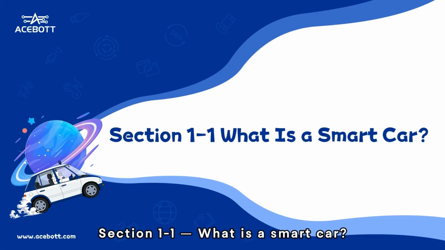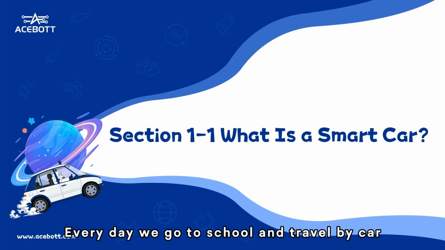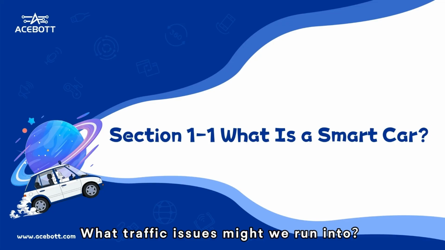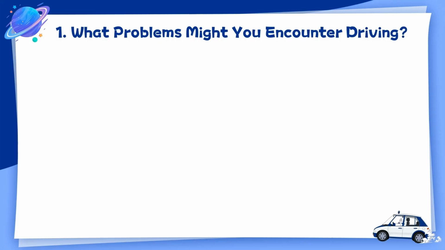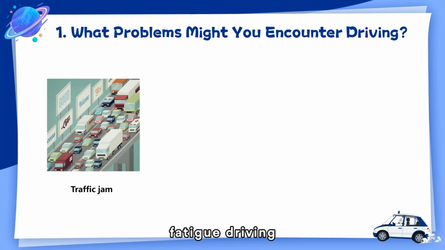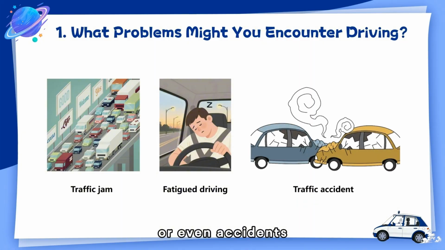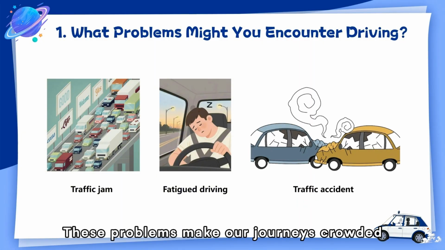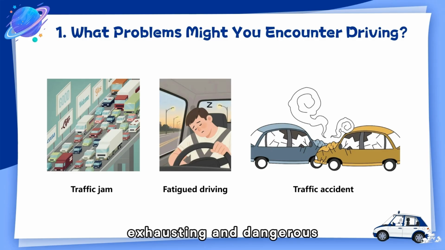What is a smart car? Every day, we go to school and travel by car. What traffic issues might we run into? Things like traffic jams, fatigue driving, or even accidents. These problems make our journeys crowded, exhausting, and dangerous.